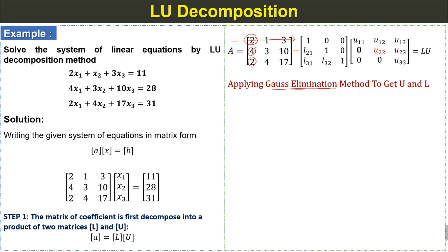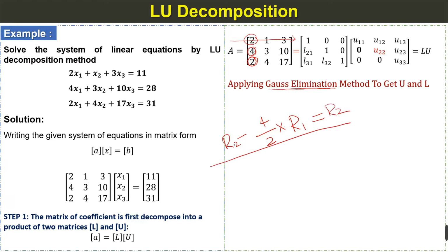We eliminate all the terms that are below the pivot coefficient. So how do we eliminate this term? We multiply the pivot row R1 by 4 divided by 2 and subtract it from row 2. This will give us a new row 2.